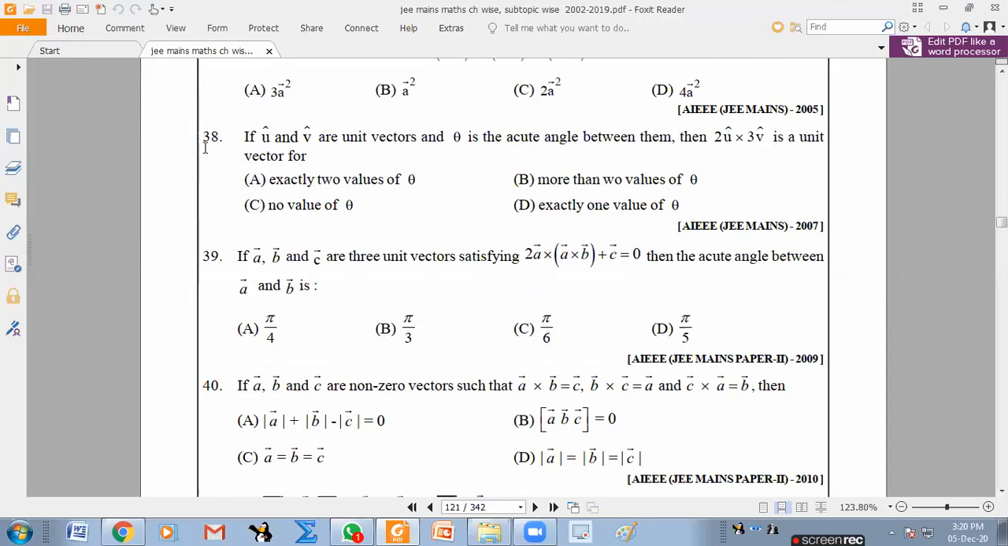In 38, actually, you'll get two values of theta. But because in the question they said acute angle, you'll get only one answer. Why? Because you'll get sin theta equal to 1 by 6. Theta can be sin inverse 1 by 6 or pi minus sin inverse 1 by 6. So actually it is two values of theta, but because they said theta is acute angle, it is only one value in 38.